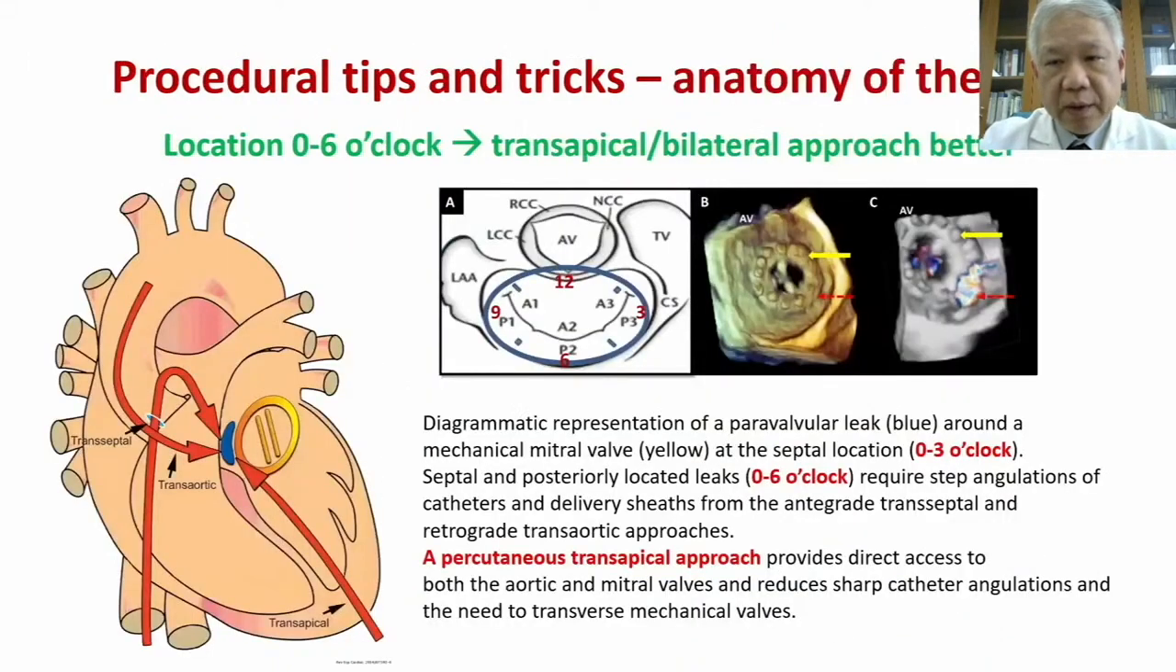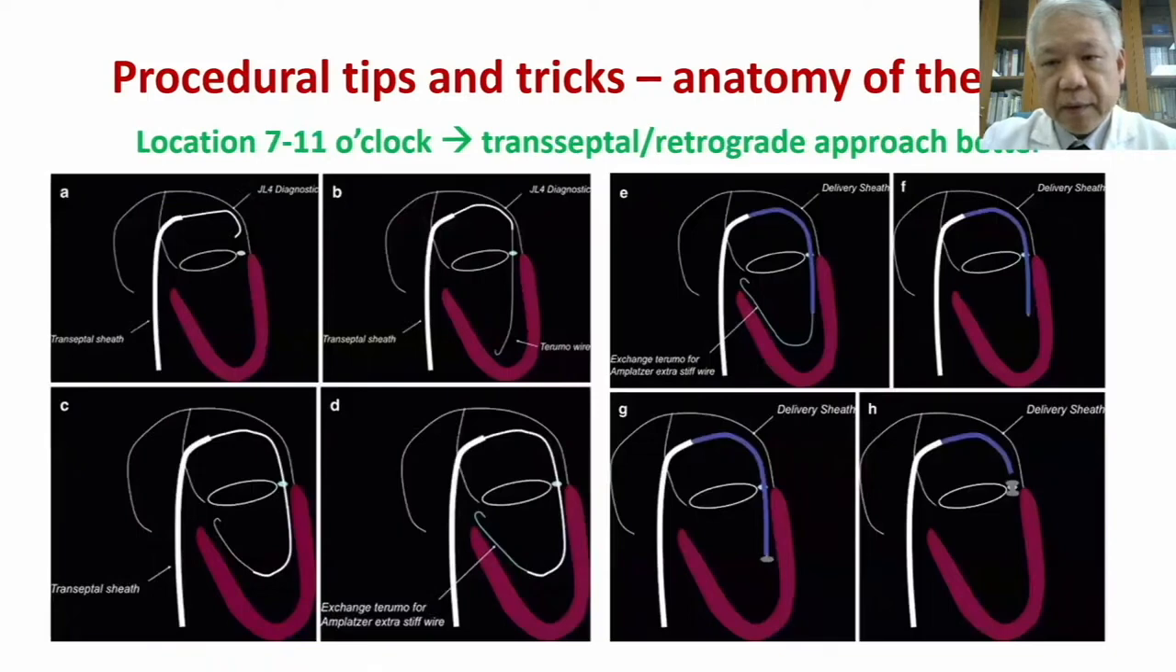For example, in this patient with septal and posterior located leaks, angulation of the catheter and the delivery sheaths to reach and cross the defects from a transseptal approach can be significant. A better solution will be transapical. On the contrary, a 7 to 11 o'clock defect is suitable for transseptal or retrograde approach.